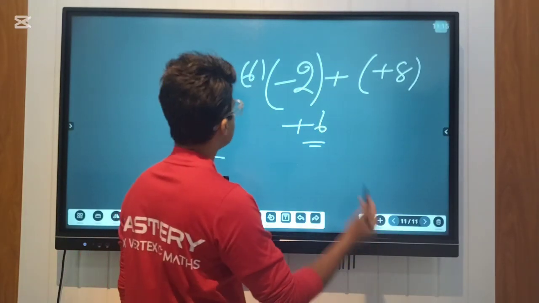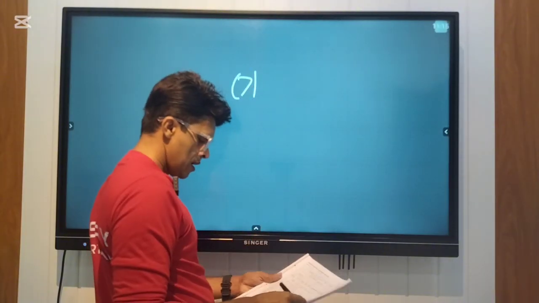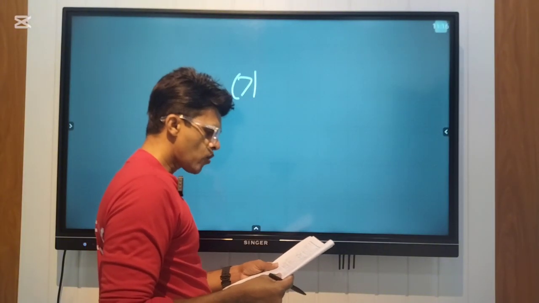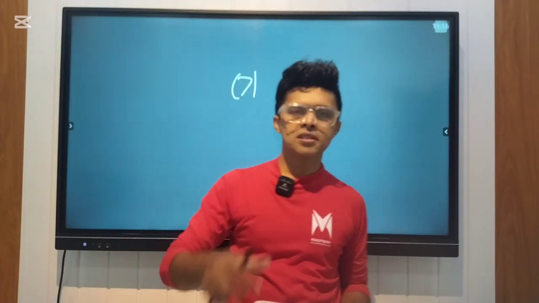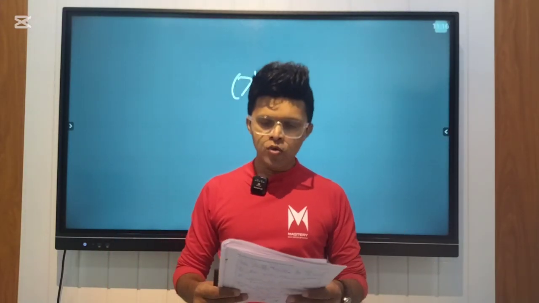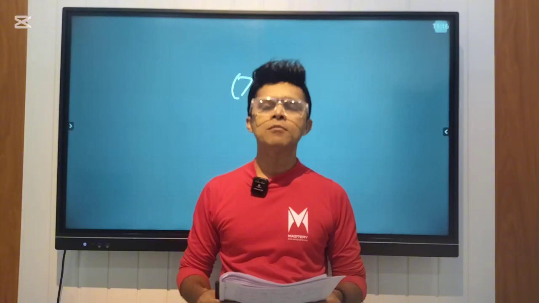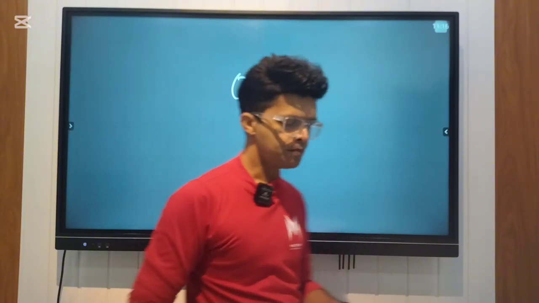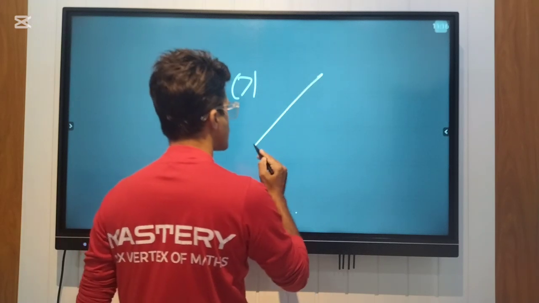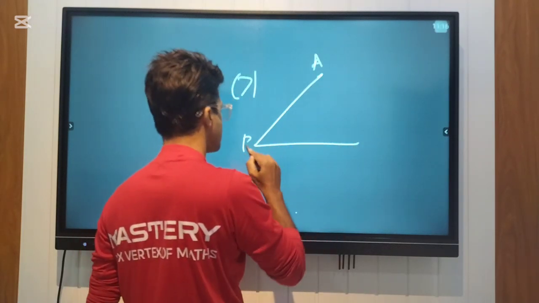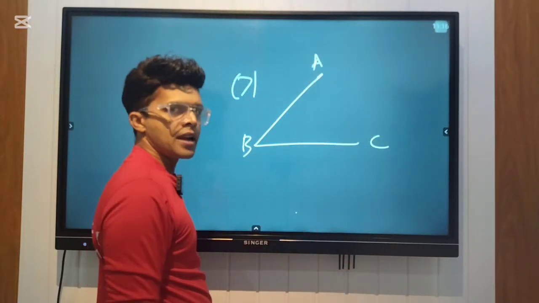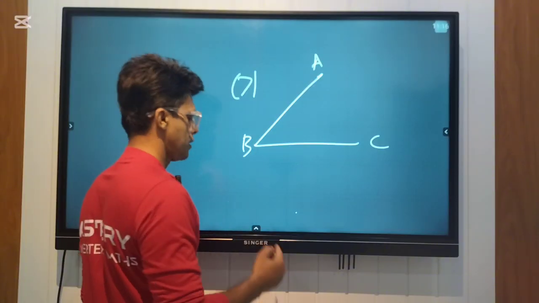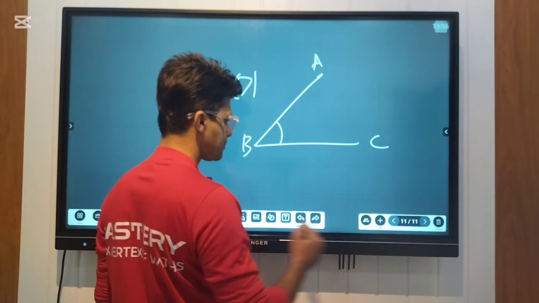Okay. So the 7th question. It says draw an acute angle. You can check the downloaded paper. Draw an acute angle with the arms AB and BC. An acute angle should be drawn, AB and BC. The vertex you could see here is B. Okay, this is an acute angle.